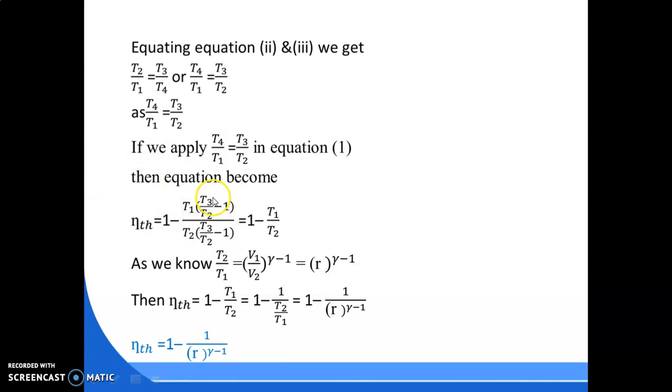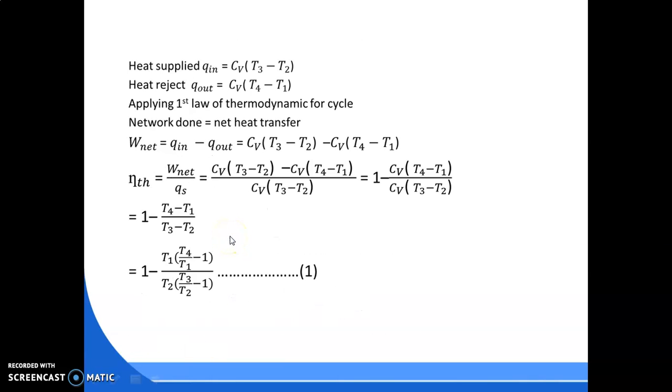So I can write T3 by T2 is equal to T4 by T1. So in place of T3 by T2, I can write T4 by T1. Sorry, what is your equation? Thermal efficiency 1 minus T1 into T3 by T2 minus 1 divided by T2 into T4 by T1 minus 1. That was the equation. See here, T1 into T4 by T1 minus 1 divided by T2 into T3 by T2 minus 1.